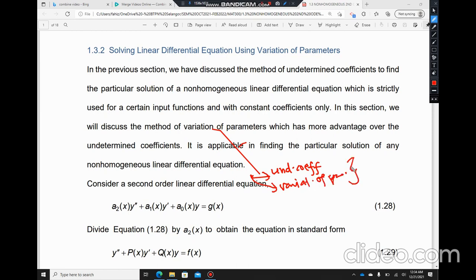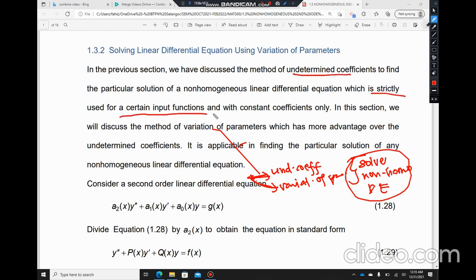Okay, dua-dua ni sebenarnya kita gunakan untuk solve non-homogeneous differential equation. So dia sebenarnya dua method ni adalah aim dia sama untuk solvekan non-homogeneous linear differential equation. Cuma apa yang membezakan antara undetermined coefficient and variation of parameters? Okay, dekat sini untuk undetermined coefficient, dia strictly used for certain input functions and with constant coefficient only.